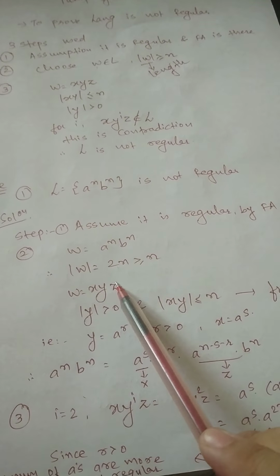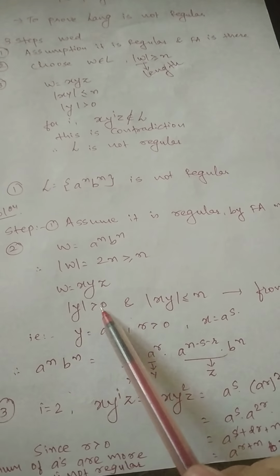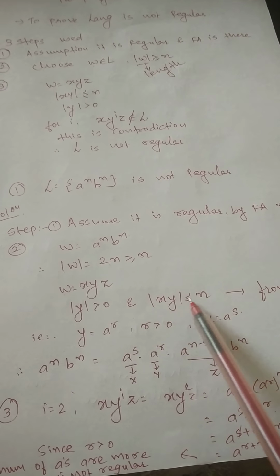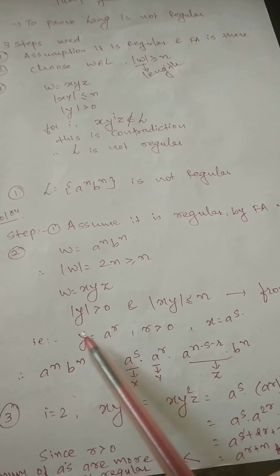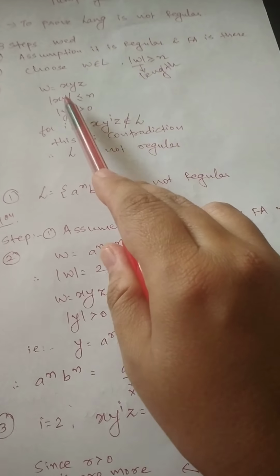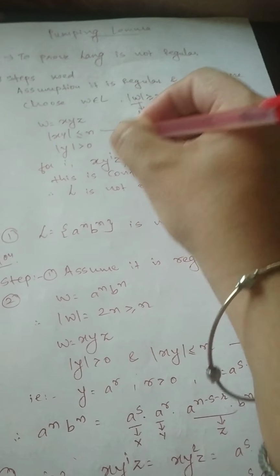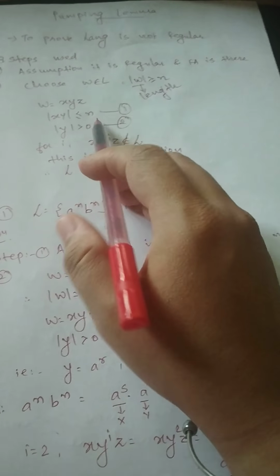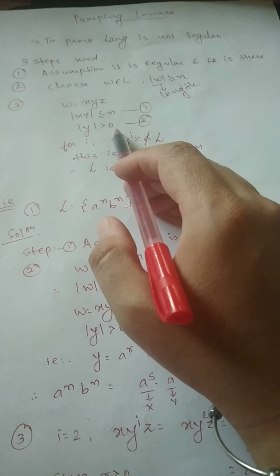So w will be in the form of xyz. These are the rules from the theorem: y should compulsorily be greater than 0, and xy should be less than or equal to n. Now the main and important part is that you have to select x and y in such a way that these two rules are compulsorily followed. Always remember these two are the most important rules. The very first is that the length of xy should be less than or equal to n. The second is that the length of y should be greater than 0.